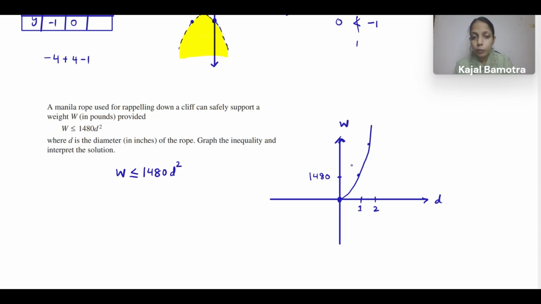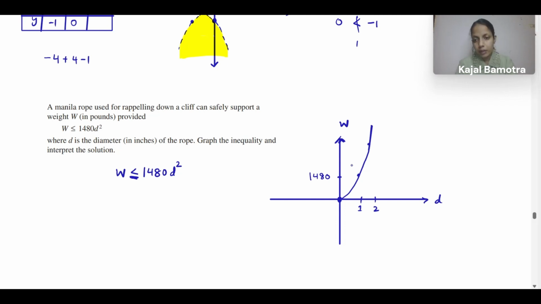Now we have to check which part I will shade because the inequality is given. There was an equal to sign. Because of equal to, I make a solid curve. Otherwise it would be dotted. Then I choose a random point, 1, 100. With 1 here, 100 will be here.